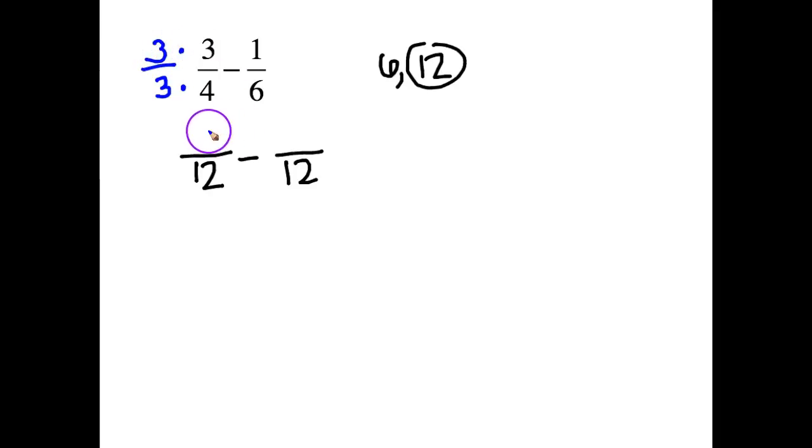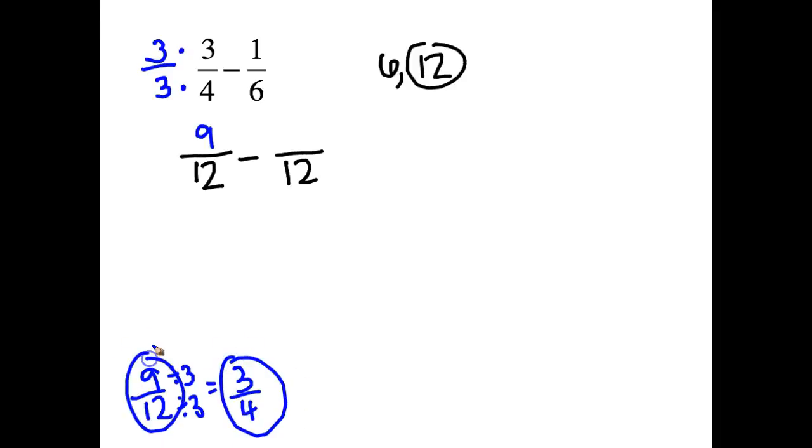So here my new numerator is 9. So why am I allowed to do this? Well, 3 over 3 is 1. Anything times 1 doesn't change its value. So here, let me prove to you that these two are the same. If I had 9/12 and I were to reduce this by 3, I would end up with 3 over 4. So guess what? 3/4 and 9/12 are equivalent.